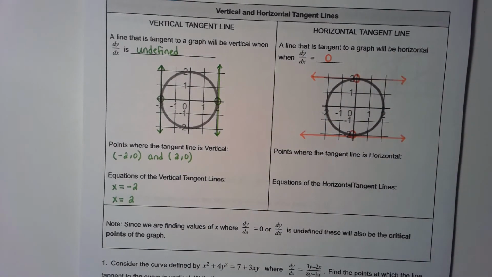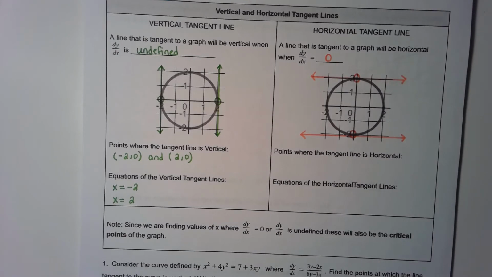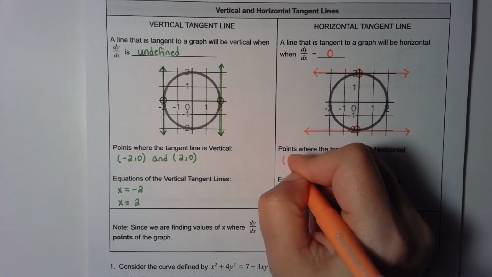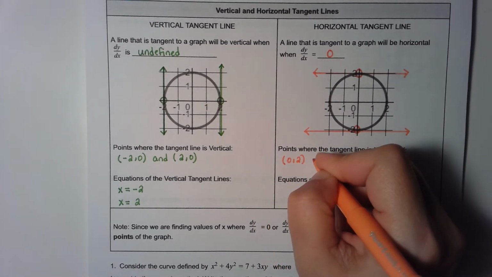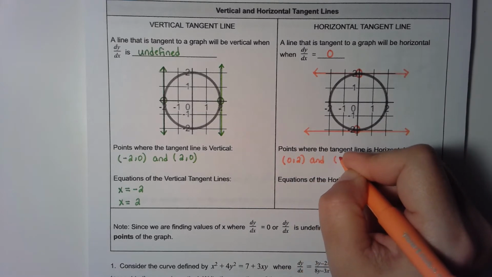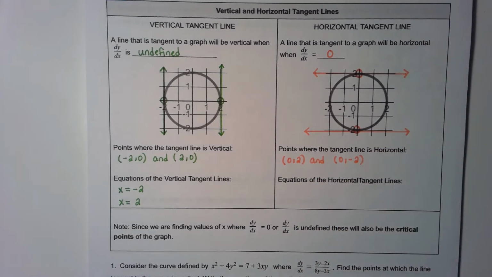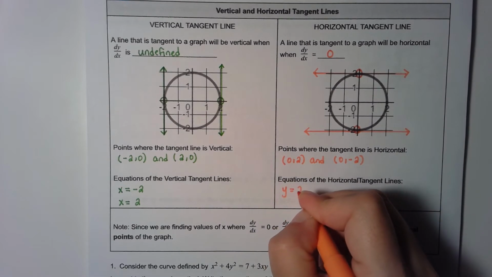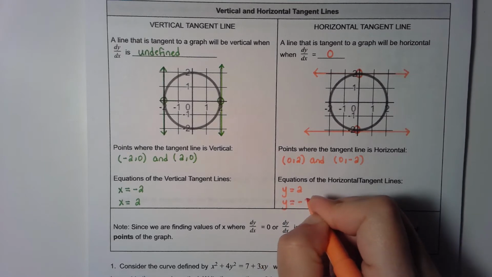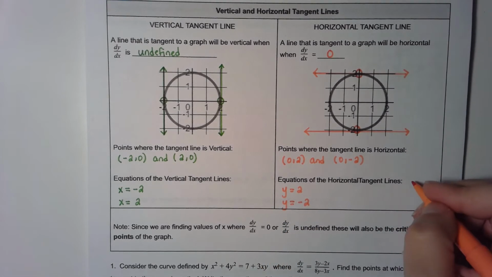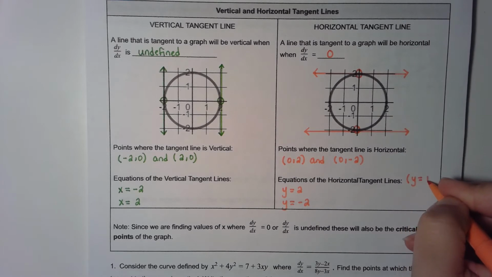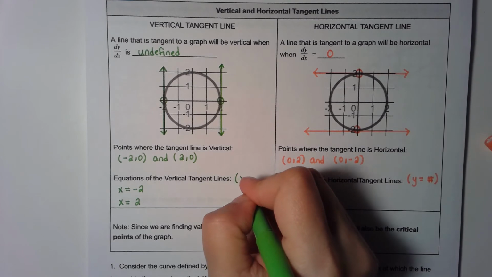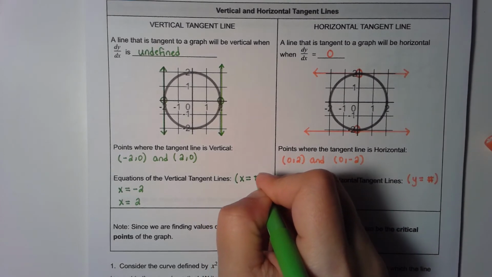Again, we're often asked to find two different things: the points where the tangent line is horizontal, as well as the equations of those lines. The points are going to be (0, 2) and (0, -2), because those are the points on the graph that I circled. And the equations of those lines are going to be y = 2 and y = -2. As a reminder, all horizontal lines start with y equals and then some kind of number. I should probably write that down for vertical for you guys as well. They all say x equals and some kind of a number.